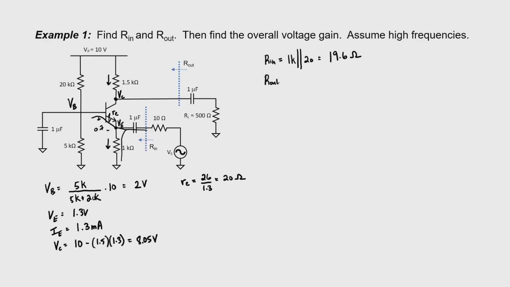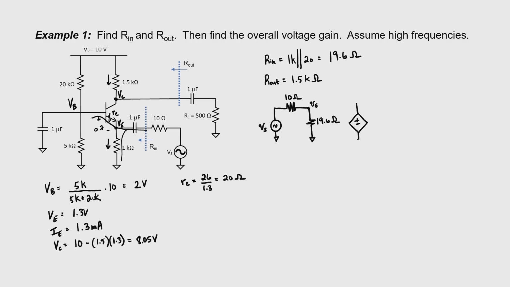How about our output impedance? Well, output impedances are pretty easy to calculate. It's just going to be somewhere near 1.5 kiloohms. We're now ready to draw our equivalent circuit and calculate the gain. We have our source voltage V sub S, a source impedance of 10 ohms, and then our input impedance of 19.6 ohms. This gives me the AC voltage at the emitter through that voltage divider.